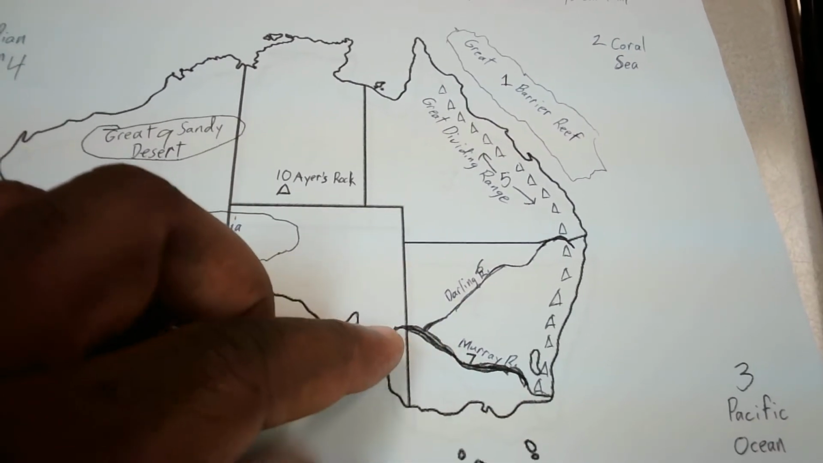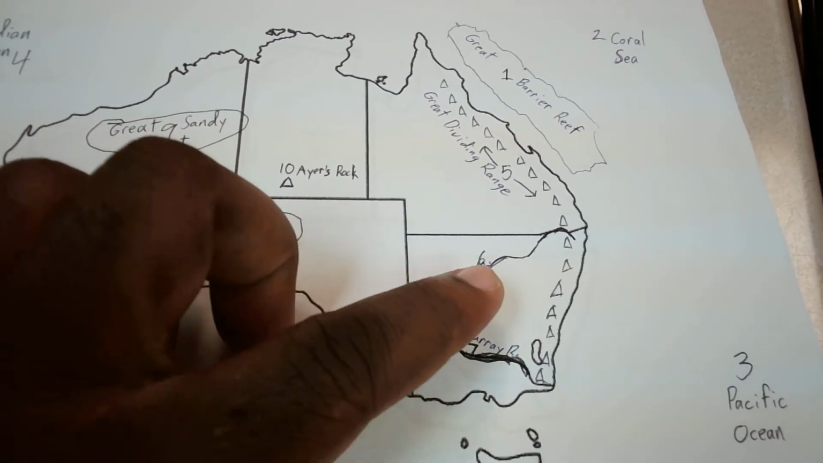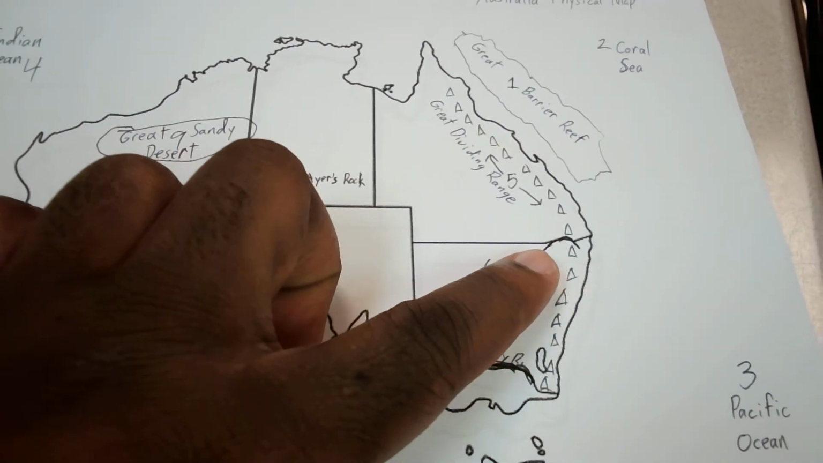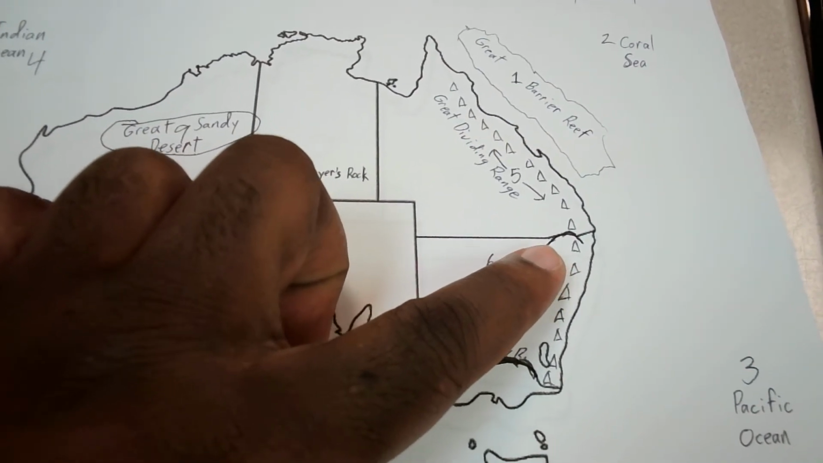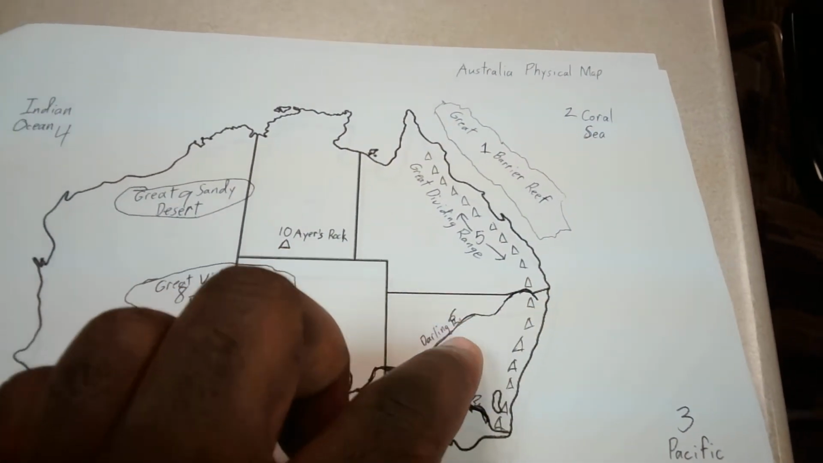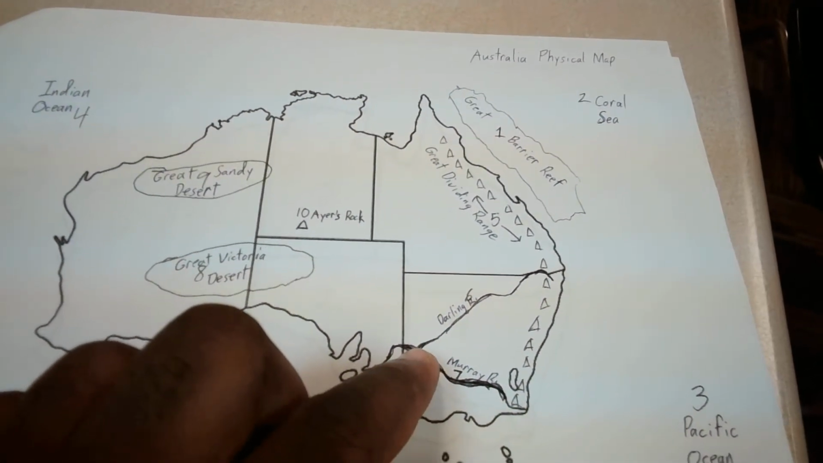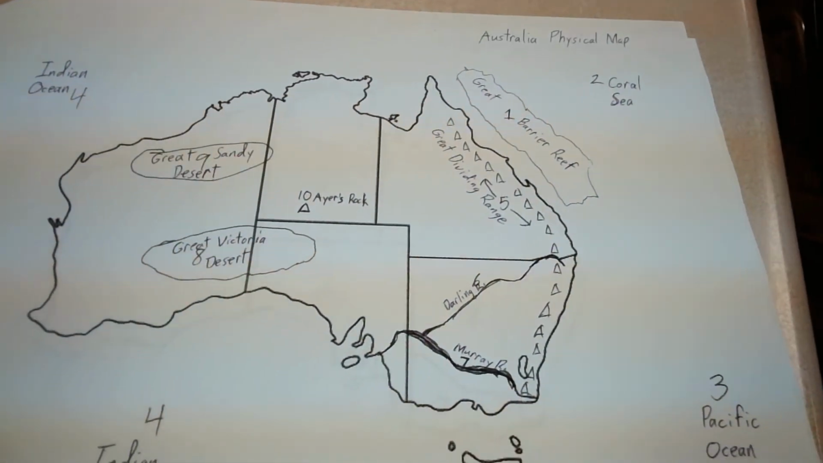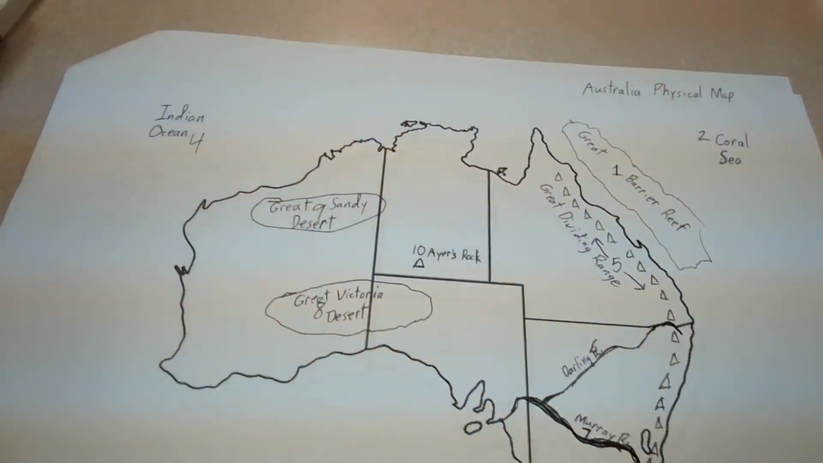You notice the Murray River flows here, it empties out into the Indian Ocean. The Darling River starts around the Great Dividing Range, because remember, rivers start high and flow down to low areas. So the Darling's going to flow and then connect with the Murray, and there you go. So the Murray empties out into the Indian Ocean.